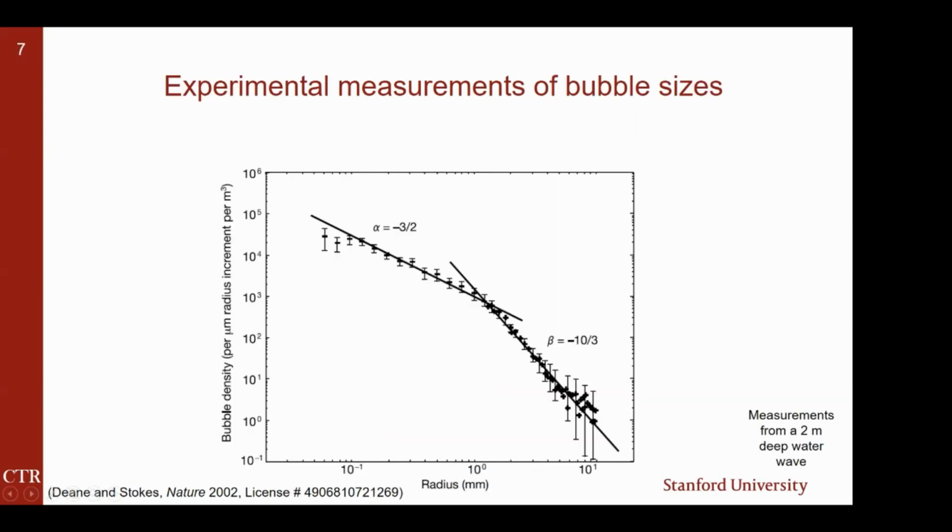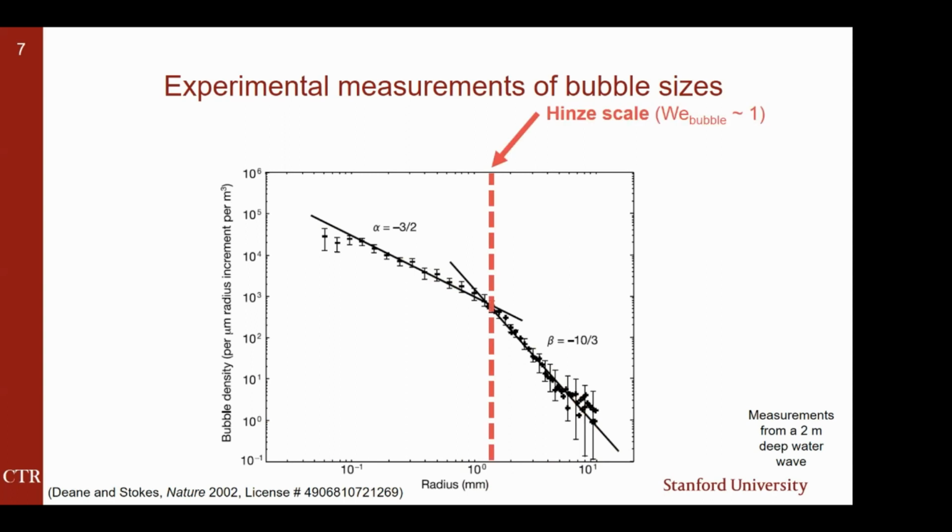So the sizes of these bubbles have been measured in various experiments, including this one by Dean and Stokes in 2002. So they generated a 2-meter wave packet in their laboratory. And here I'm showing their size distribution. They were able to measure bubbles of sizes between 100 microns and 10 millimeters. And here you're seeing two distinct power law scalings, separated by a power law break at approximately 1 millimeter.